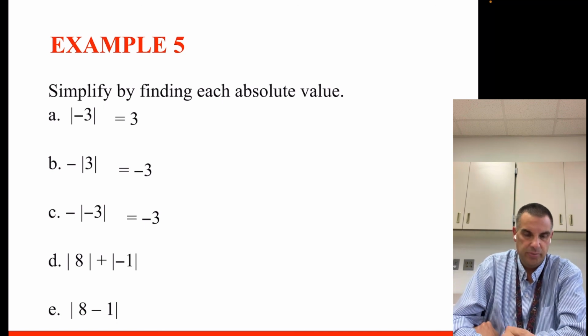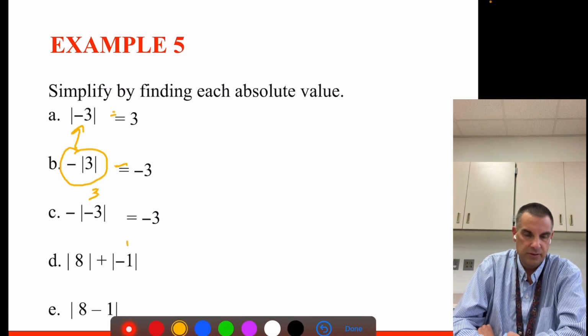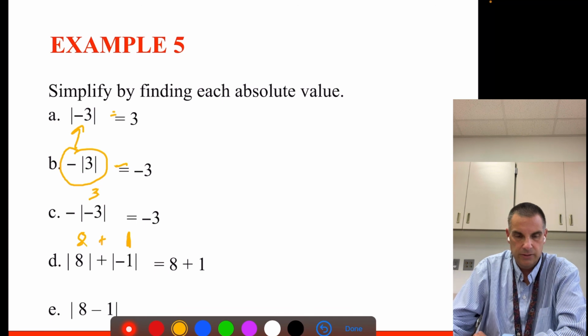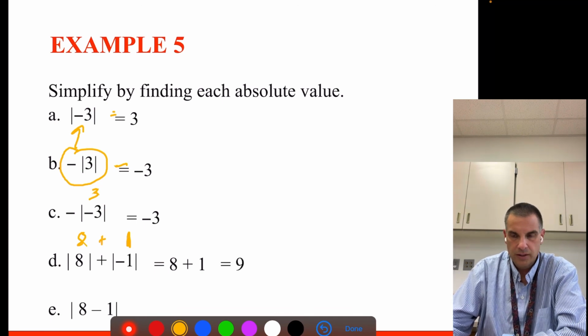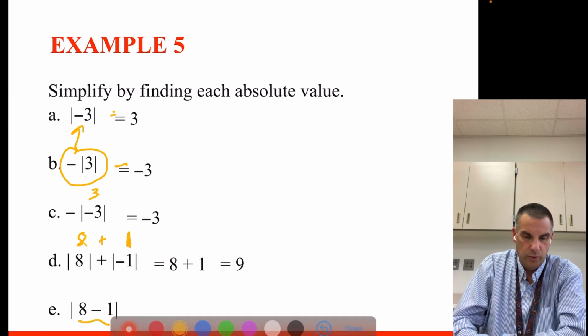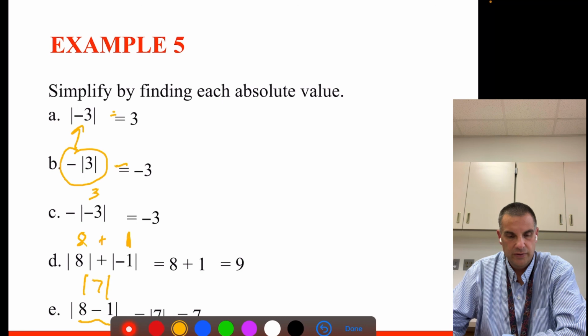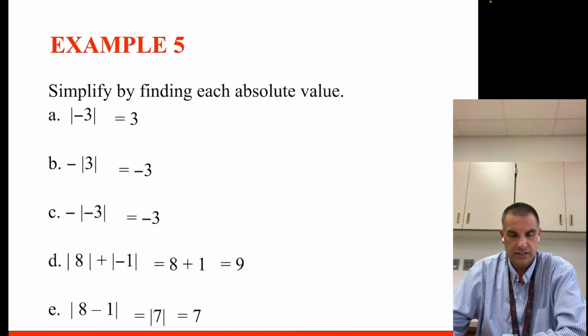The absolute value of 8 plus the absolute value of 1. Well, the absolute value of 8 is 8. The absolute value of 1 is 1. 1 plus 8 is equal to 9. And the last one, notice they're both inside of the absolute value symbol, so you have to do the absolute value first. So the absolute value of 7, which is just 7. There's a couple of examples of that.